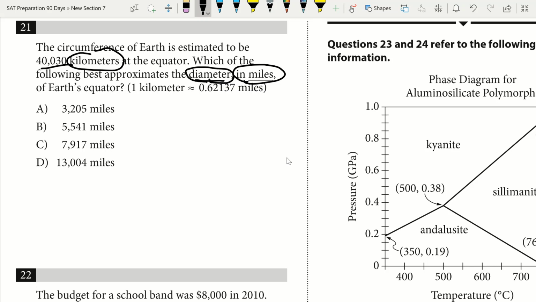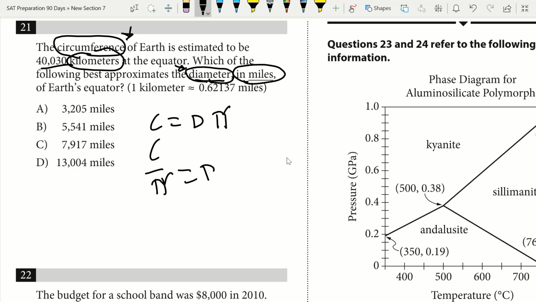The other thing I want to always pay attention to is conversions between what measurements I'm doing. So here it was circumference, and here it is diameter. I want to pay attention to that as well. I know my circumference is equal to my diameter times pi, so if I want to solve for my diameter, I have to divide my circumference by pi. So circumference divided by pi is going to give me my diameter. I know that pi is roughly 3.14, so I'm going to take this 40,000 here, divide it by pi, and put that in my calculator. It's going to give me something around 13,000, I'd imagine.